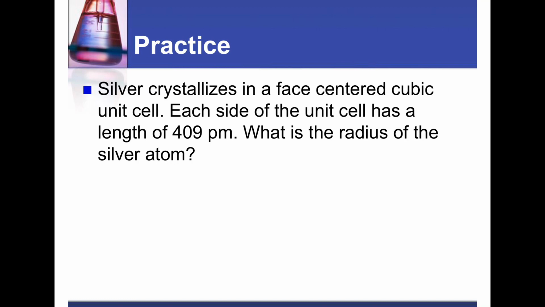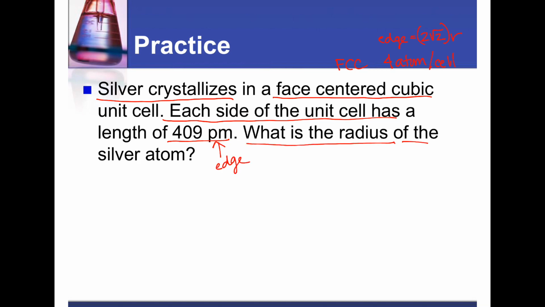So let's get to some practice with some actual numbers. In this problem here, it says that silver crystallizes in a face-centered cubic. So we know some things about a face-centered cubic. We know that in a face-centered cubic, there are 4 atoms per cell. And we also know that the edge is equal to 2 times the square root of 2 times r. And so it says that each side of the unit cell has a length of this, so that is the edge. What is the radius of a silver atom?